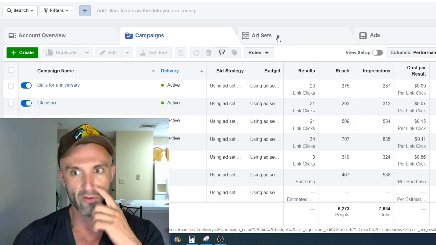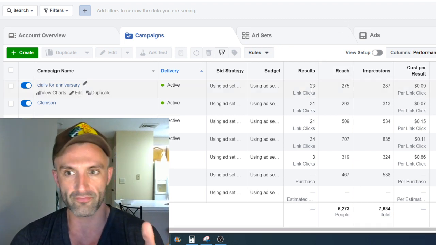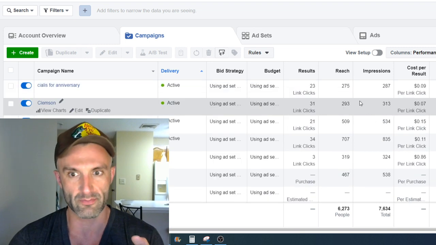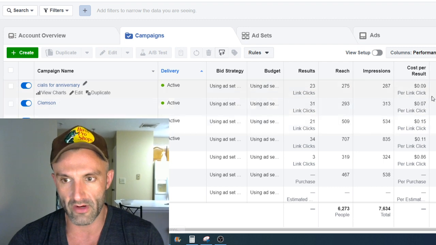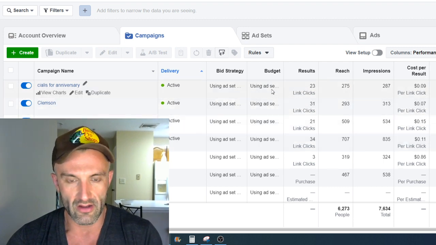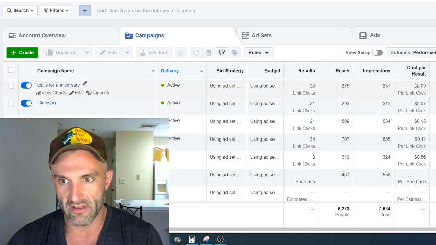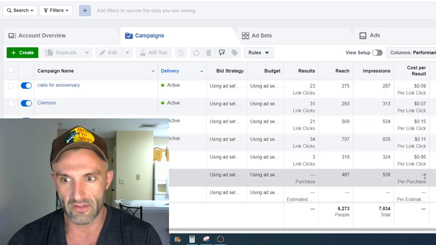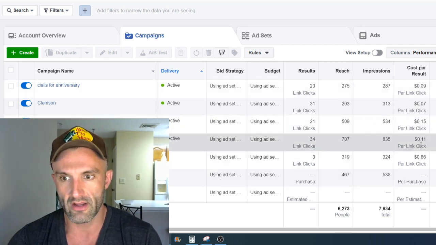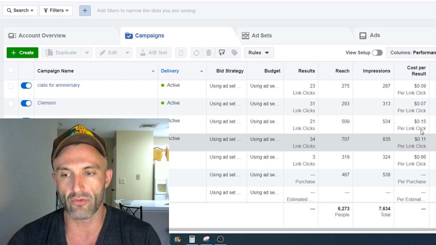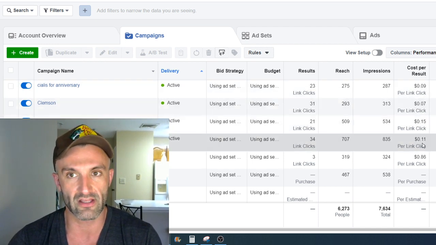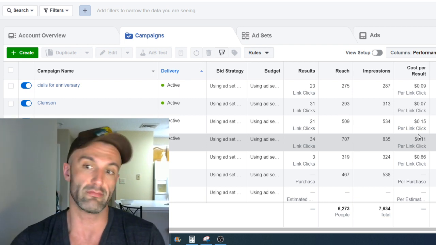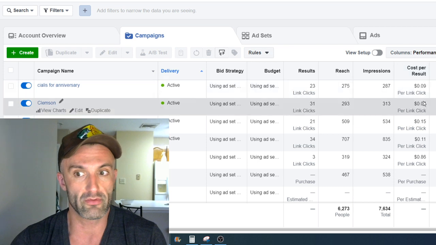Let's get into it. Okay, so this is my Facebook backend for the ads I'm running. As you can see, my head is probably over part of this, but these top four are running. This one here at 86 cents is not running, but these top four are running. We have a cost per click of 9 cents, 7 cents, 15 cents, and 11 cents. So is that good? Is it beneficial? Is it profitable? How do we know?